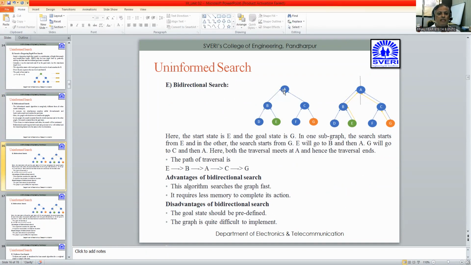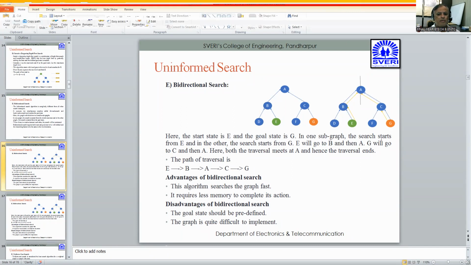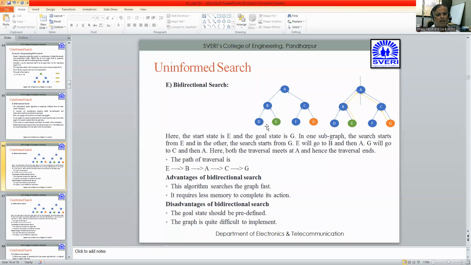Now the start is E and the goal is G. Okay, so the start is E, the goal is G. So now what will happen? The start state is E, the goal state is G. In one of the subgraphs, the search will start from E, from here it will begin. In the other, the search will start from G.